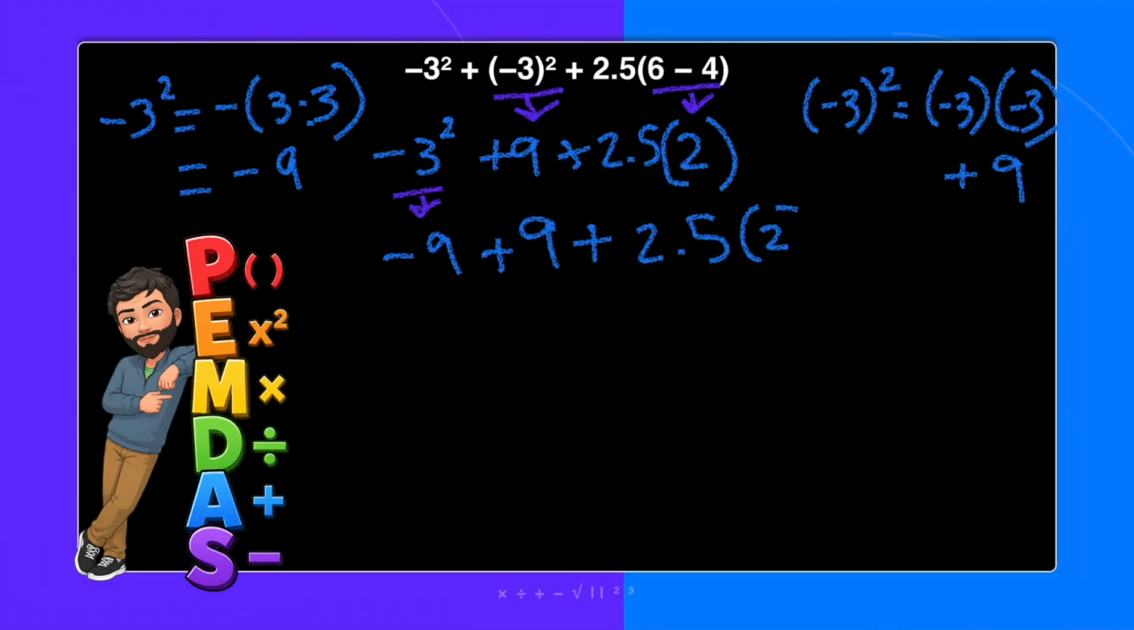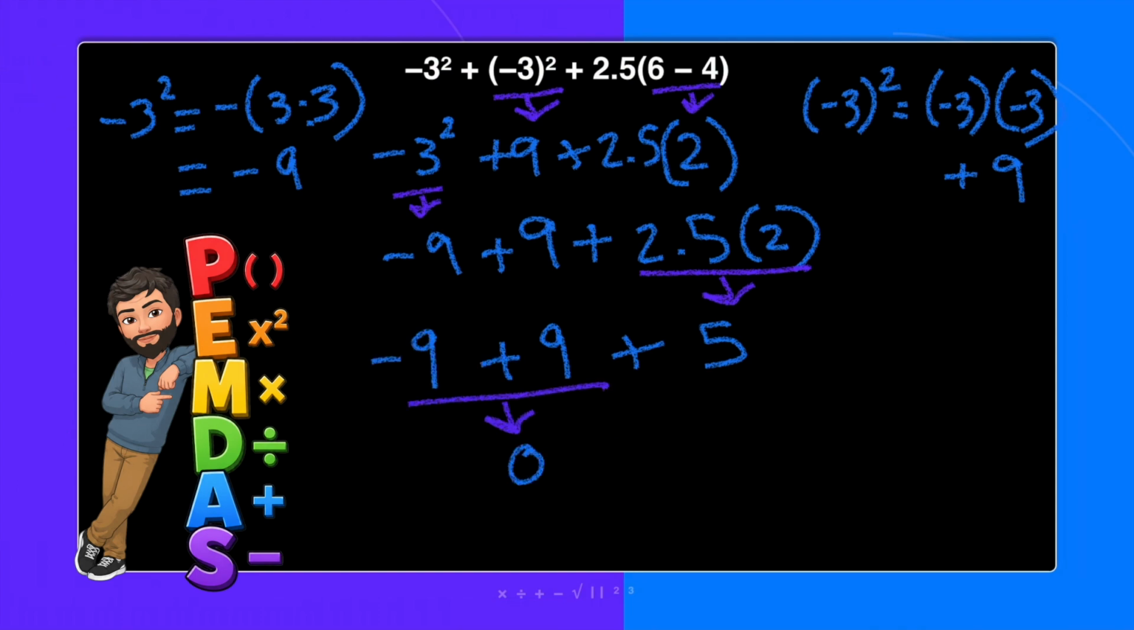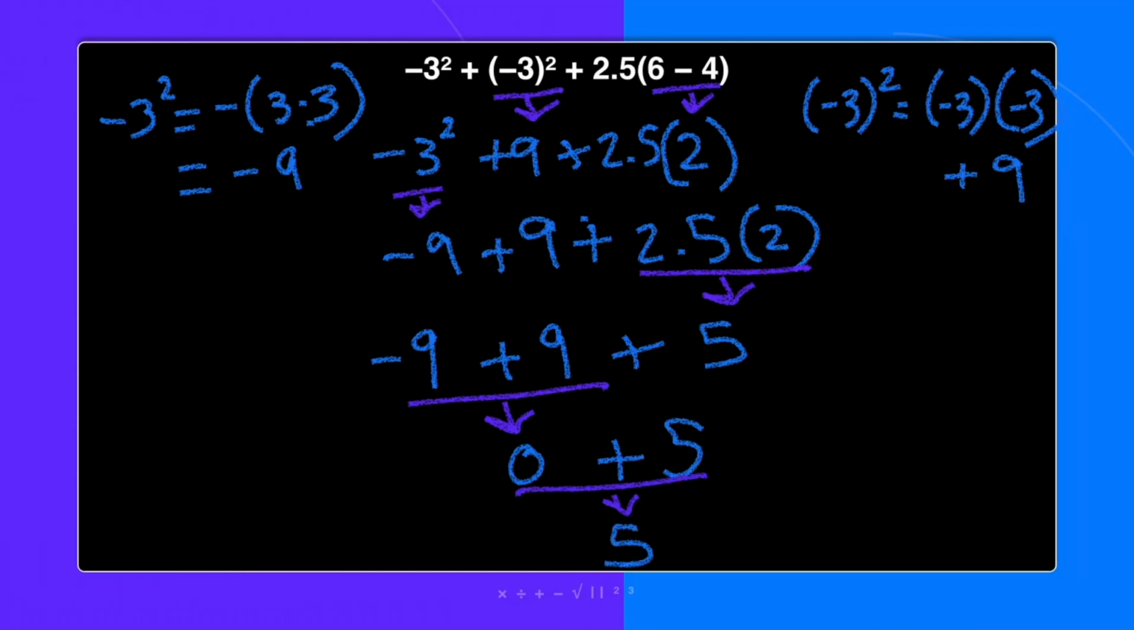So the next thing we're going to do is 2.5 times 2, which if you double 2.5, you get 5. Bring down the plus 9, bring down the minus 9. Let's do minus 9 plus 9. That's a 0. They cancel each other out. 0 plus 5 is 5. That's it. We're done. Quick recap on this one.